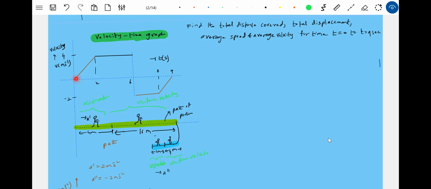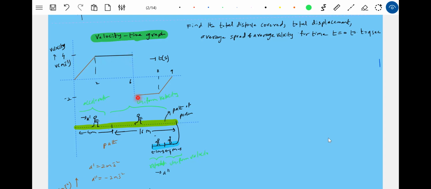Now, the velocity will increase for 0 to 2 seconds. Then for the next 4 seconds, the velocity is constant. Velocity increasing, and look, the slope is constant. So what do we get? Acceleration. So it is a uniform accelerated motion. For 0 to 2 seconds, it will be uniform accelerated motion. Then for 2 to 6 seconds, it will be uniform velocity motion. The person is going to walk with a constant speed. How much? 4 meters per second.